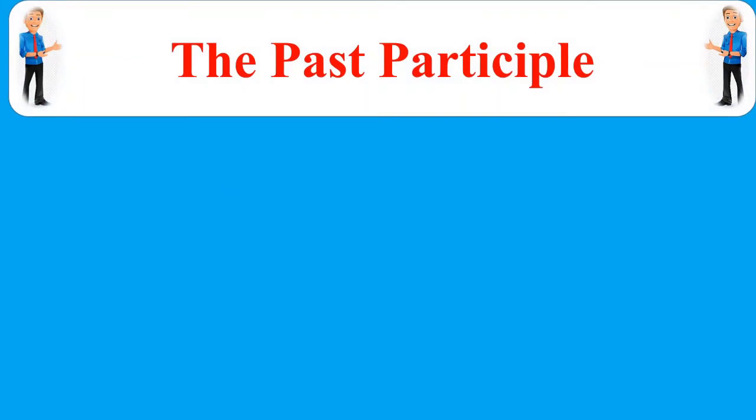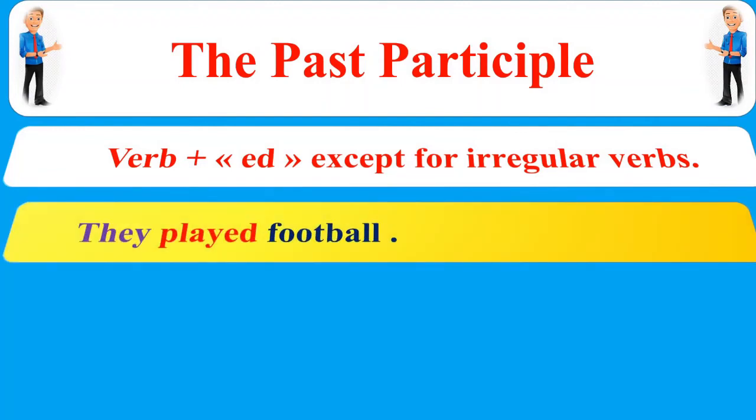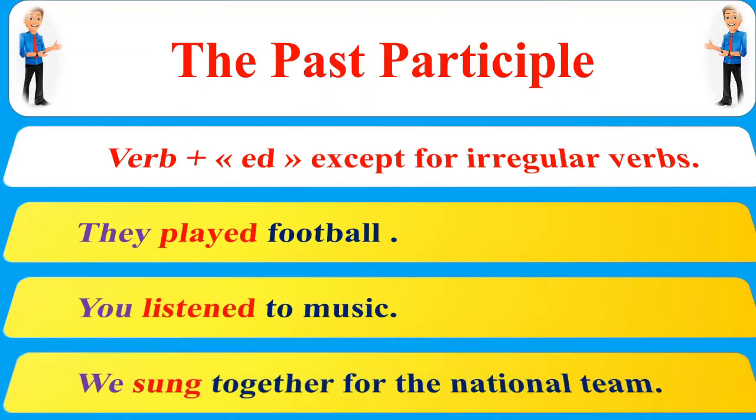The next form is the past participle. The past participle, the verb plus ed except for irregular verbs. They played football. You listened to music. We sang together for the national team. هذا هو الشكل الآخر للأفعال، وغالبا تكون هذه الأشكال تشبه الأفعال في صيغة الماضي، إلا في الحالات التي يكون فيها الفعل متغيرا فإنها تتغير.